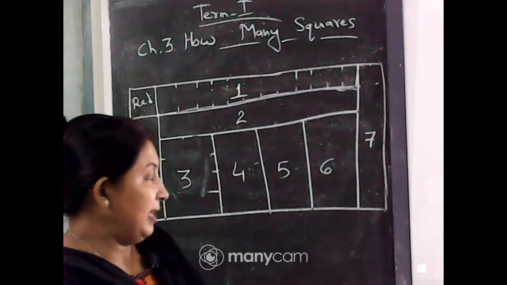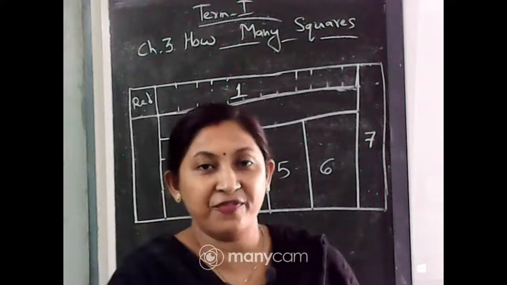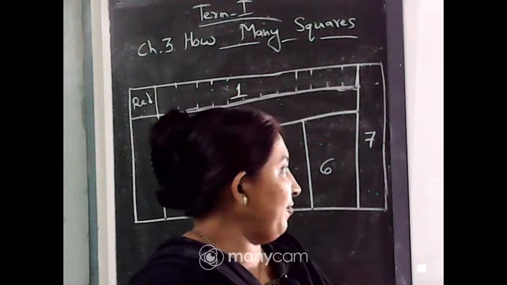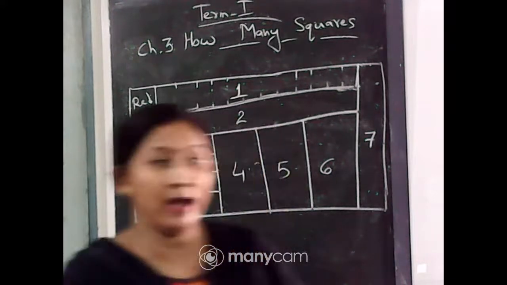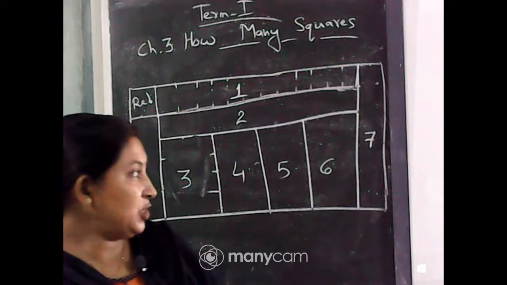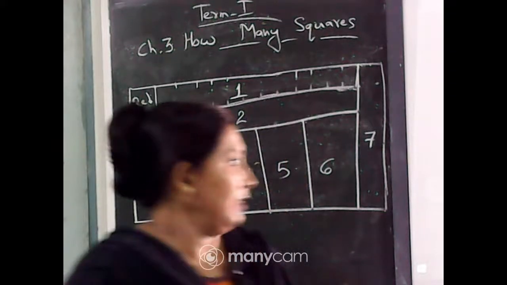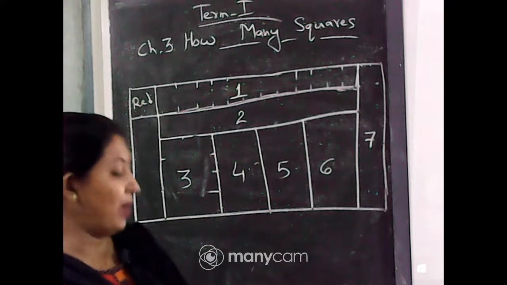4. Then stamp F. How many squares in stamp F? Yes, Yuthin, you are right. It is 12. Very good, Noreen. Yes, Srija, it is 12.